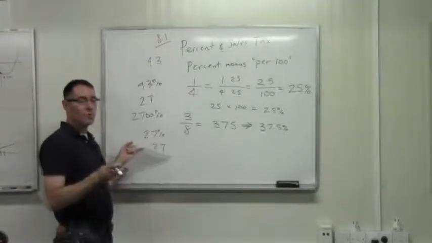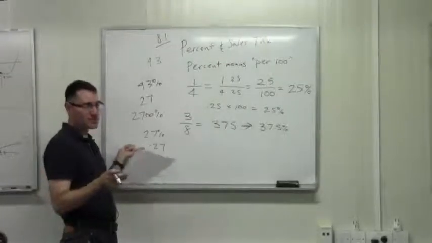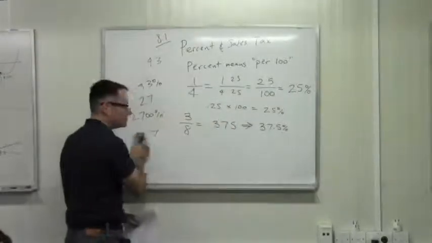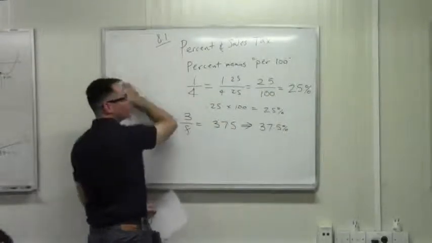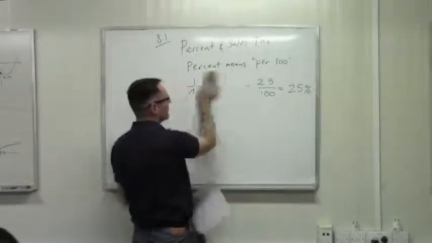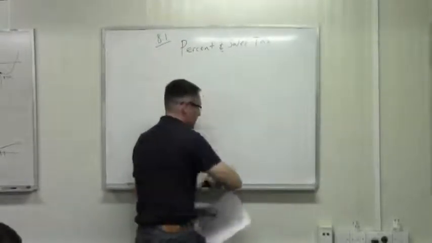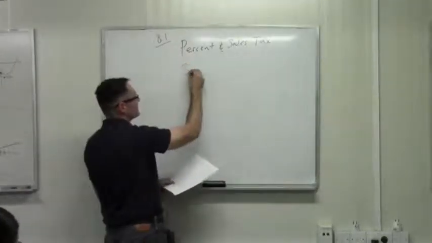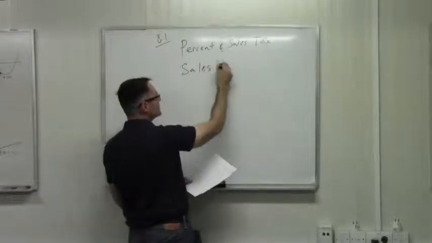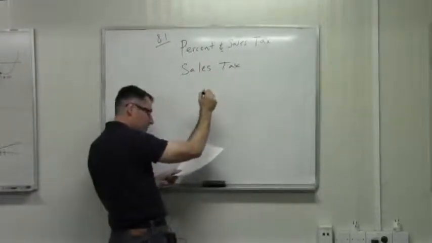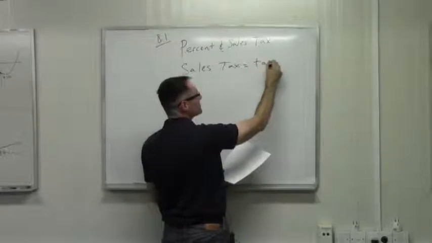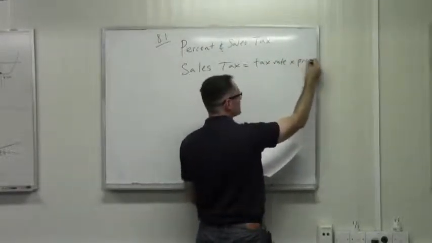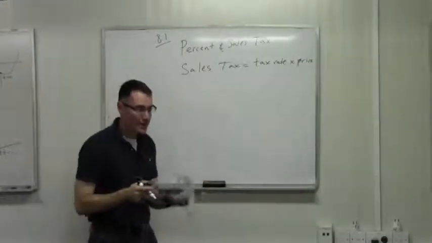Okay? What's the most normal thing we see as percentages? Taxes. Why? Because Uncle Sam's going to get his money. Right? And how does he do it? He charges you a certain percent of the value. Okay, so sales tax, which is the only one we're going to talk about, remember. Sales tax is the tax rate times the price. And the tax rate a lot of times is in percents.